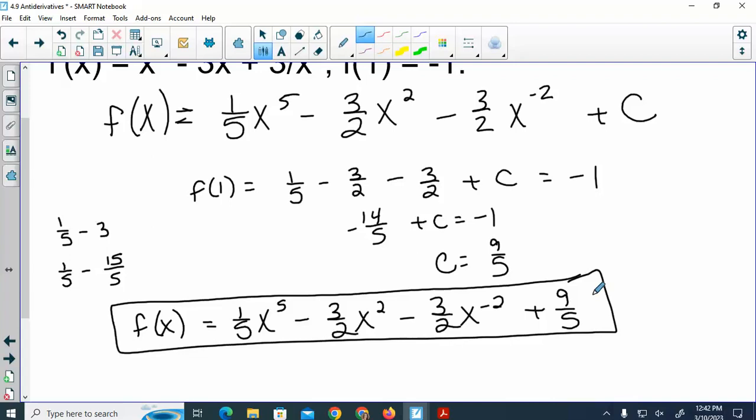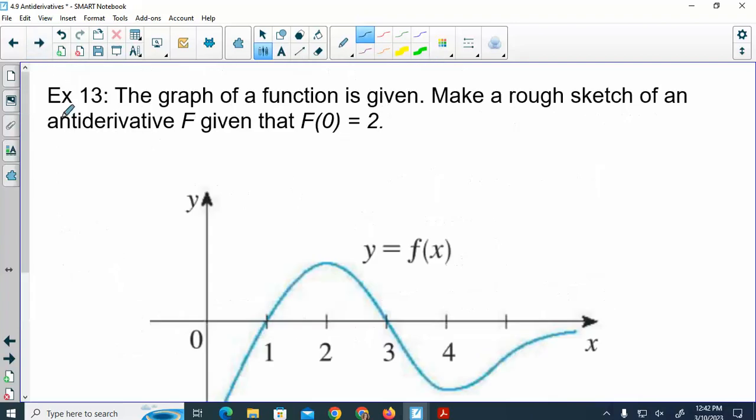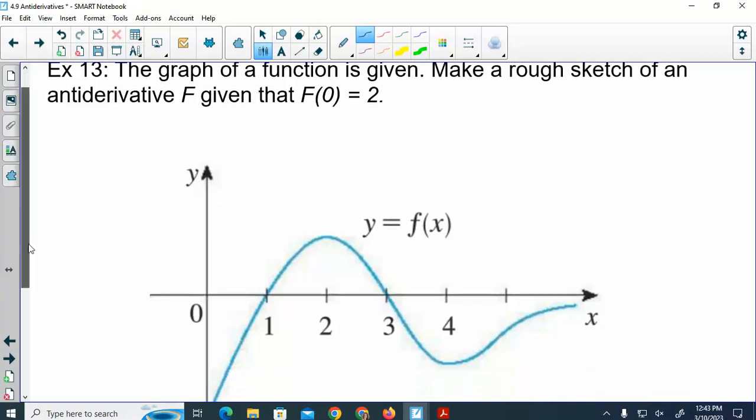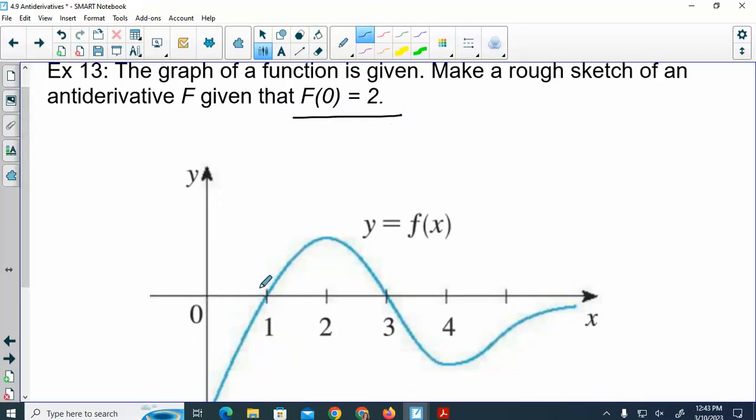So far, so good? Let's talk about how this relates to a graph. So this is the graph of a function, and I want to graph the antiderivative. I'm telling you that on the antiderivative, f of 0 equals 2. So on my new function I'm drawing, f of 0 equals 2. That's the starting point. Okay.